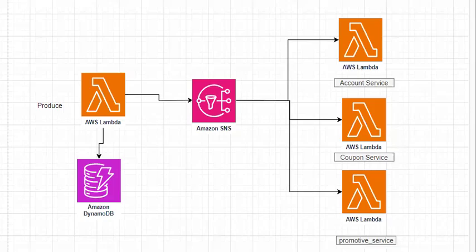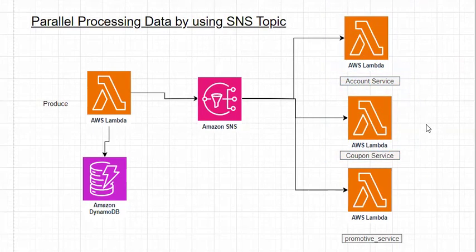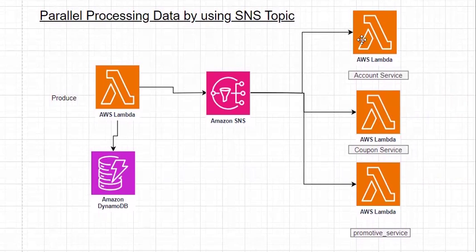Now for this lab, we'll focus on parallelly processing our data by using an SNS topic. I have already created these two Lambda functions for you for this lab. Don't worry, I'll show you how to create this Lambda function, how I created these two Lambda functions. In a similar way, I'll create this Lambda function for you. So for this lab, I'm not going to create the Lambda function or application, but they are present in real time.